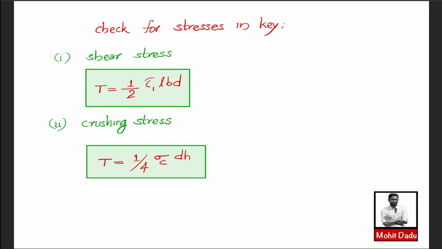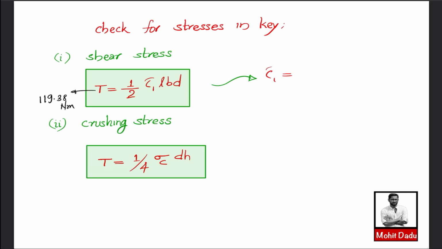We already studied that the failure of keys occurs by two modes, by shearing and by crushing. We already have the equation in the form of the torque transmitted equal to half into tau into L into B into D, where tau is the shear stress induced in the key, D is the shaft dimension, and L and B are the dimensions of the key. So you have all the values, and you can substitute them to find the value of the shear stress induced in the key.